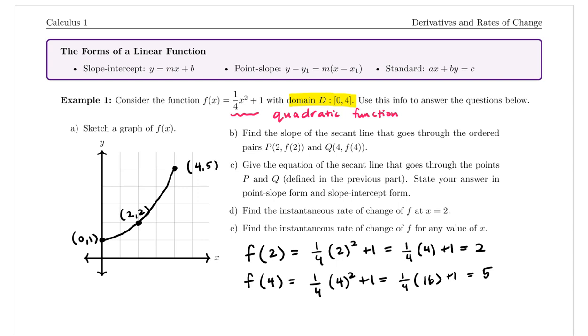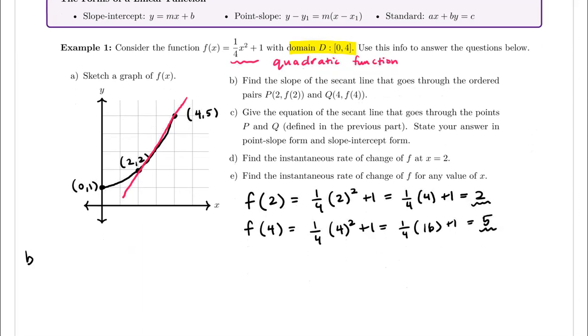Part B says find the slope of the secant line that goes through the ordered pairs (2, f of 2) and (4, f of 4). Oh, look, I already solved for f of 2 and f of 4. That's convenient. So now what I'm going to do is connect these with a straight line, and our goal is to find the slope of that line, and there's a couple ways that we could do it.